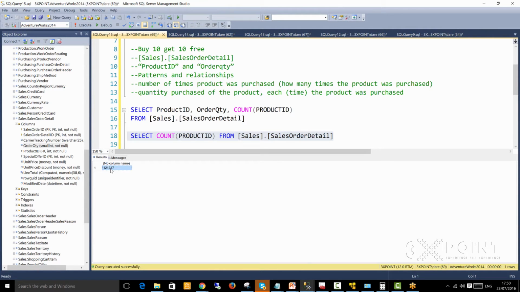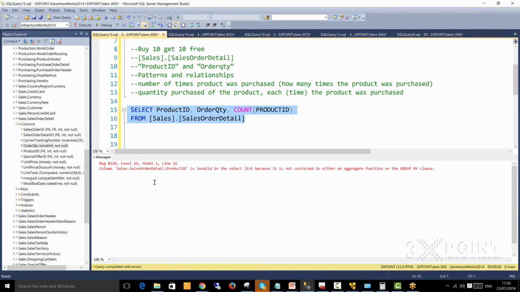121,317. So same thing it did when I didn't use count. It just listed them out. But if I didn't want it to list it out, I could just count everything. And the only reason why this didn't fail is because it's the only thing we're selecting from this query. But this is not what we want. So we'll remove that. But in this case, how come it's not working?